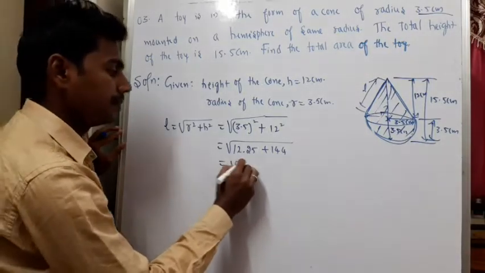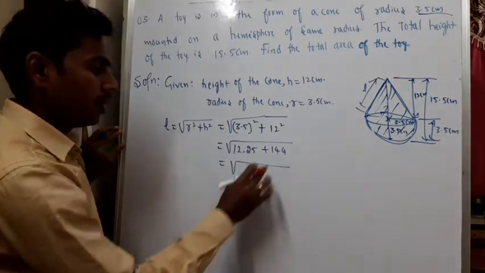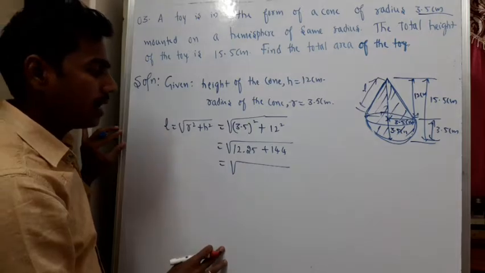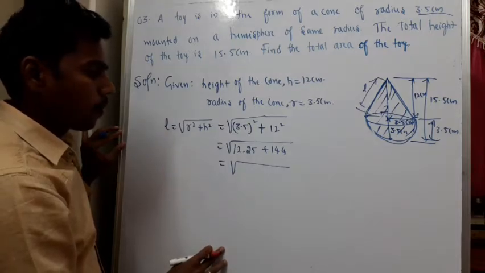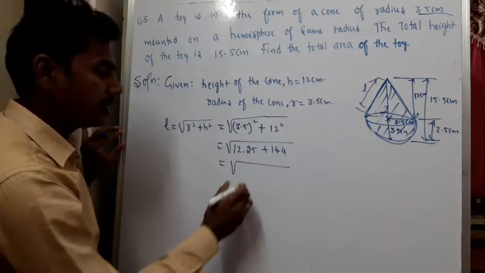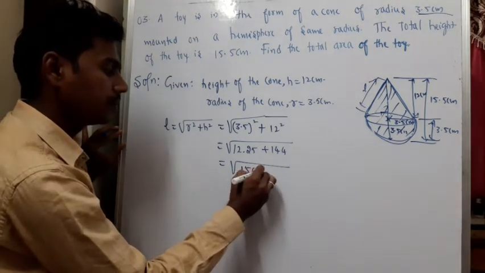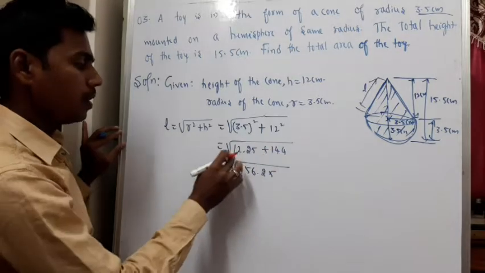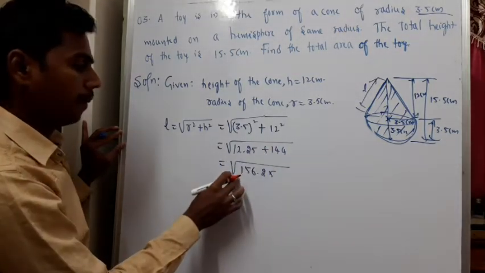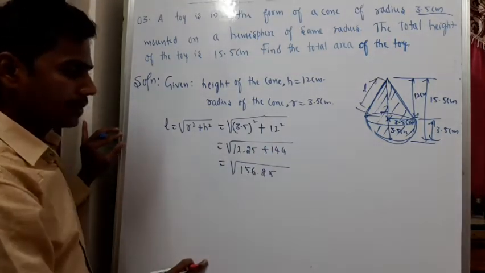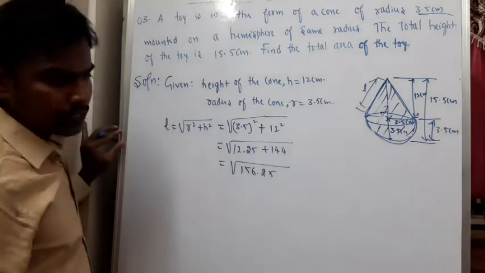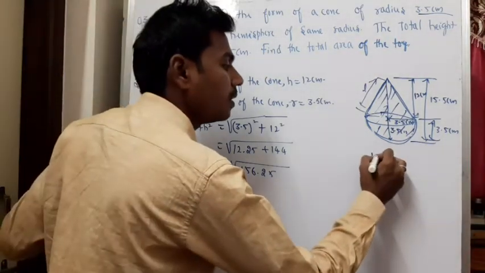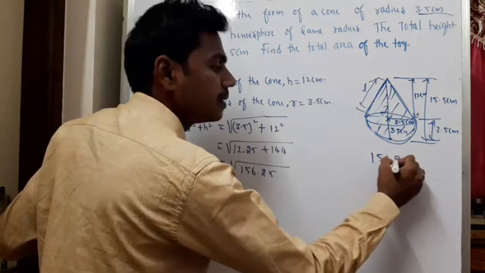So add them. What will we get? To 144, if I add 10, I will get 154, 156.25. So 4 plus 2, 6, 4 plus 1, 5. 1 as it is. So 2.25 as it is. So square root of 156.25, how are we going to calculate in the 8th standard? I think you might have studied this.